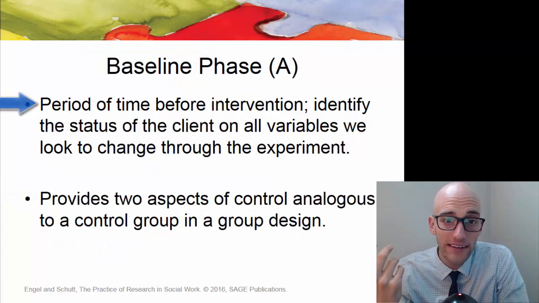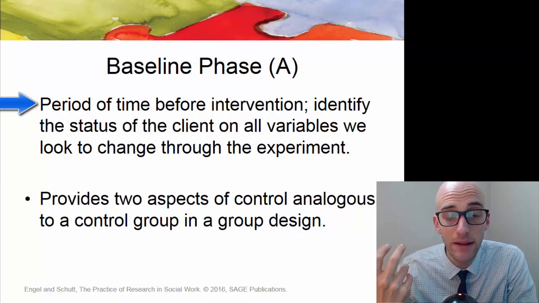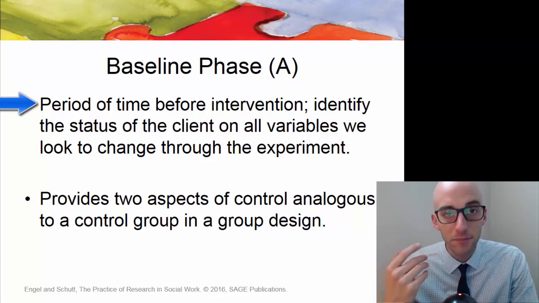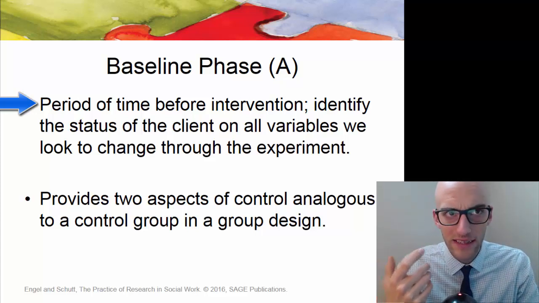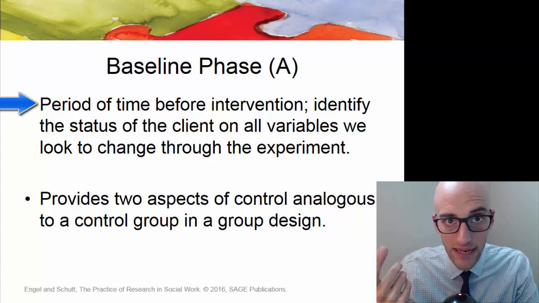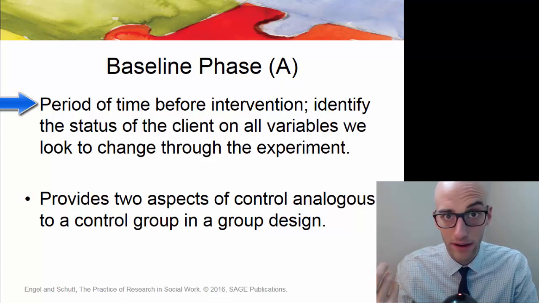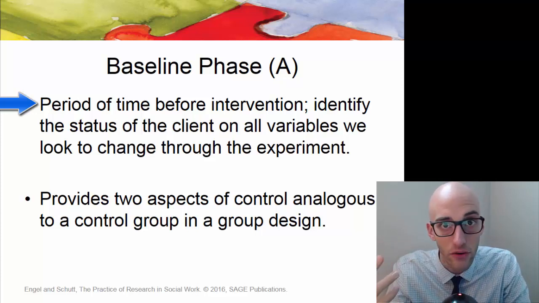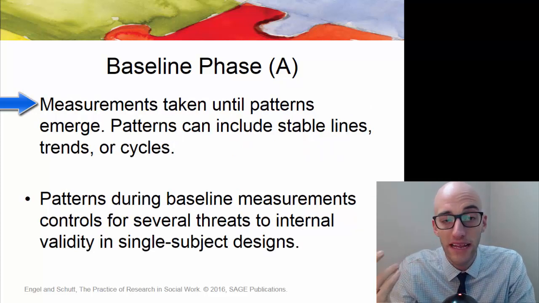All right, so the baseline phase is a period of time before the intervention and identifies the status of the client on all variables we look to change throughout the experiment. So this provides us with some control. It's similar to a comparison group if we were talking about experimental design in the previous chapter. A baseline is a way to compare a client's outcome measure to themselves, essentially, where they're acting as their own comparison or control group. In a baseline, measures are taken until a pattern emerges.